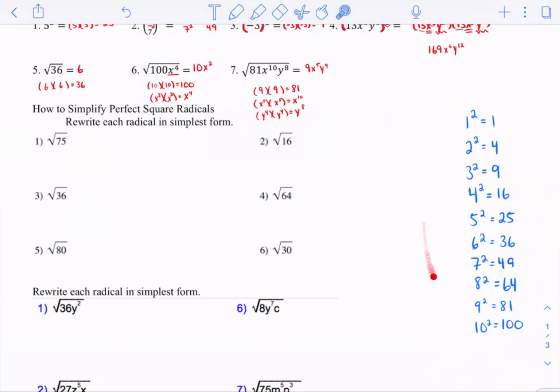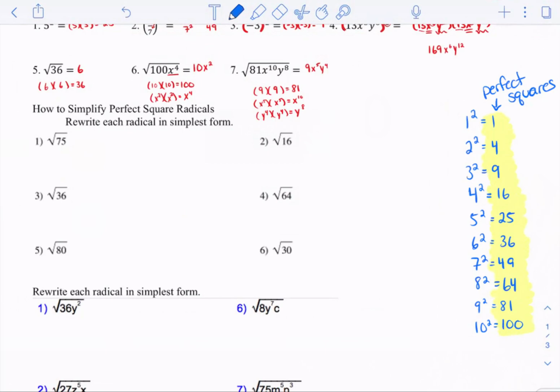So I already did this previously, that's why it's already up here. 1 squared is 1, 2 squared is 4, 3 squared is 9. So pay attention to this side. These are all your perfect squares right here, or the first 10. So those are the numbers we want to keep a lookout for. So that's why I wrote them on the side.